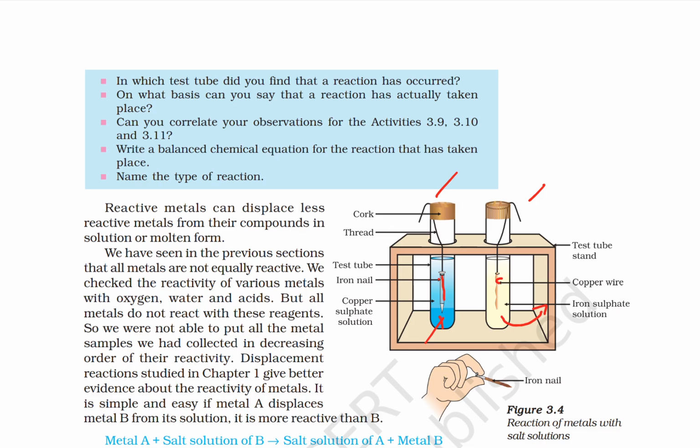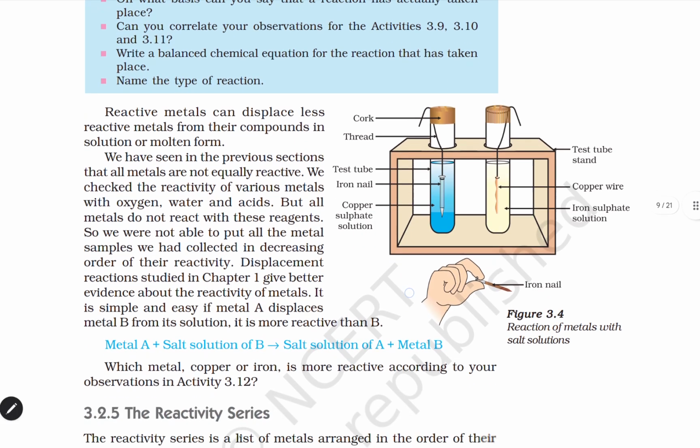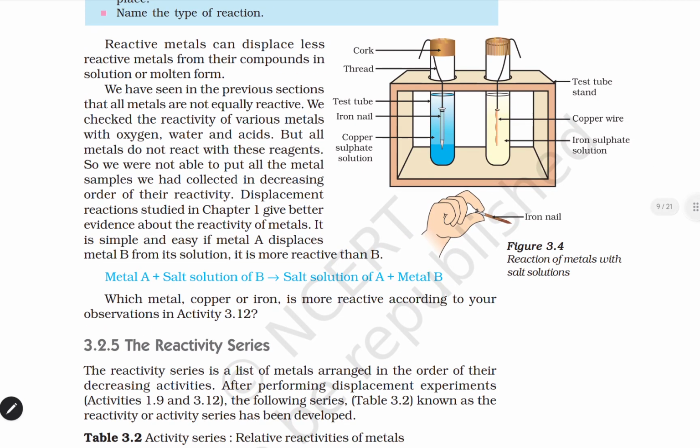Why does this happen? Because iron is more reactive than copper, so it displaces copper from its salt solution. This is known as a displacement reaction. You already know about displacement reactions. Here a more reactive metal displaces a less reactive metal from its salt solution. That's what is observed in this activity.